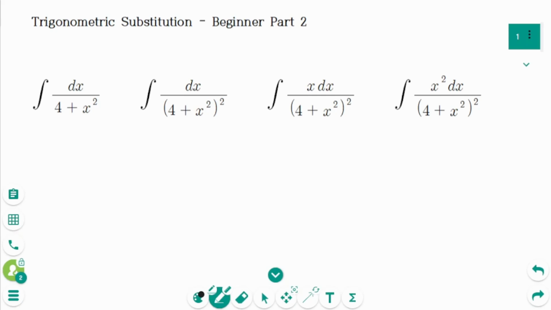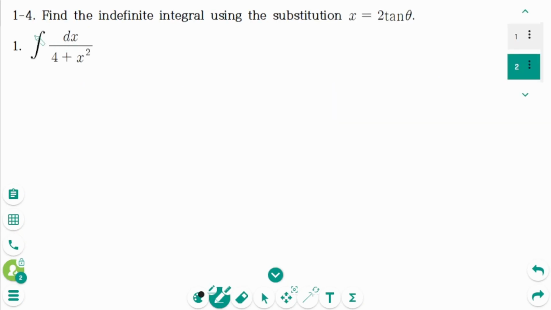This video will cover beginner questions part 2 regarding the topic of trigonometric substitution. We learned trigonometric substitution using x equals a sine theta in part 1. Now let's learn how to find the integrals when the expression x equals a tangent theta is involved. Question 1. x equals 2 tangent theta, derive on each side.